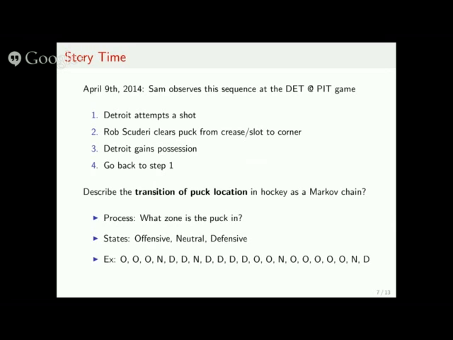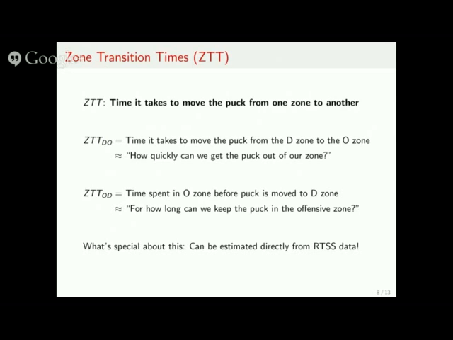It's in the offensive zone for 14 seconds, and then moves to the neutral zone for 2 seconds, and then it's back in the offensive zone, and we have all this information there, and we just have to use it. So I made up a little stat, and it's called ZTT, or zone transition times. And all it is is the time that it takes to move the puck from one zone to another.